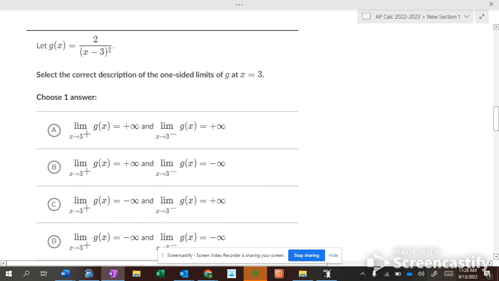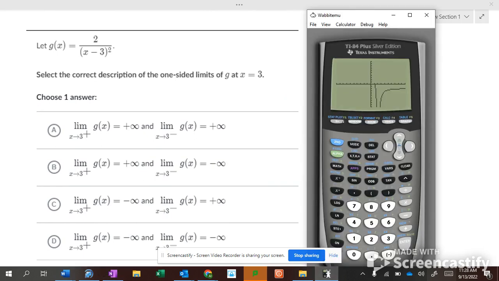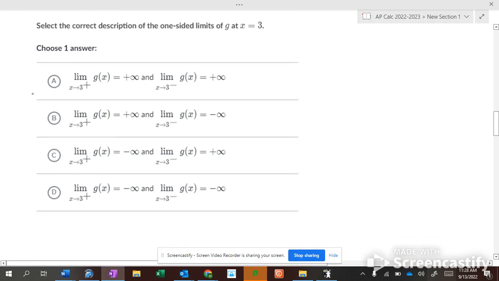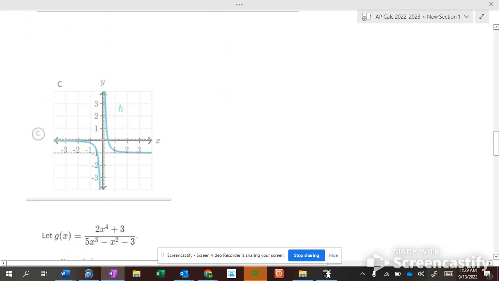The next one. Two over (x minus 3) squared. We graph that. It looks like it's going towards positive infinity from both sides. Okay? All right.